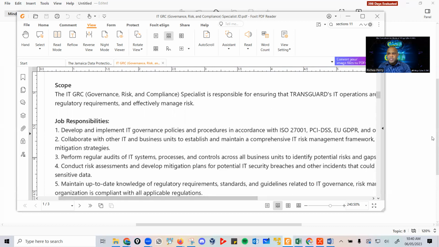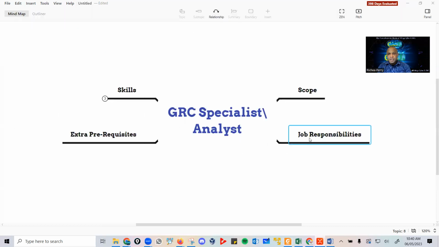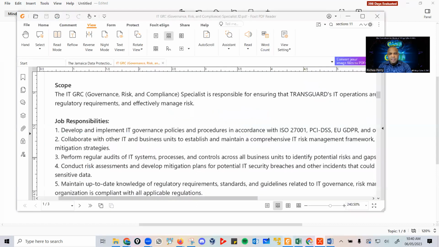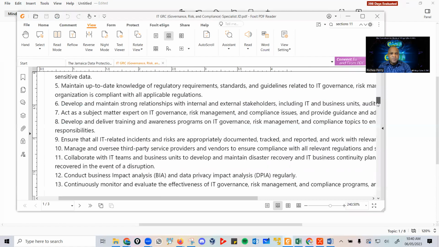So you want to understand the scope, understand the job responsibilities, and ask the question: how can I get the necessary skill set for the job in terms of responsibilities? Then you do further research. Then when you go further, you look at the skill set. So you're looking at technical skills, the hard skills and the soft skills, and all of these are highlighted in this particular job description that I am looking at.